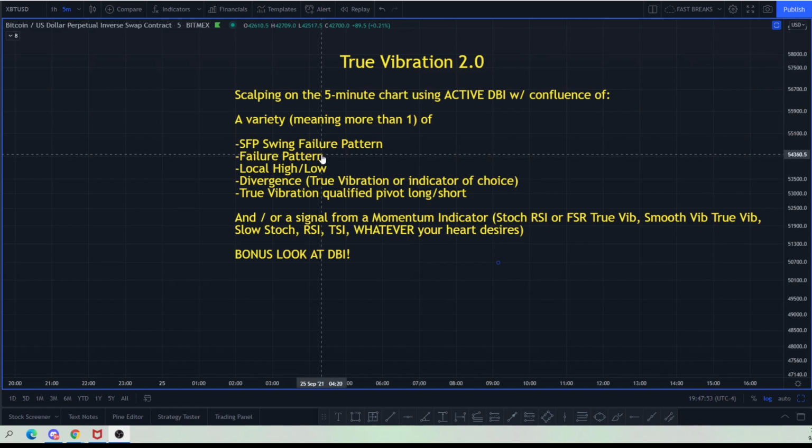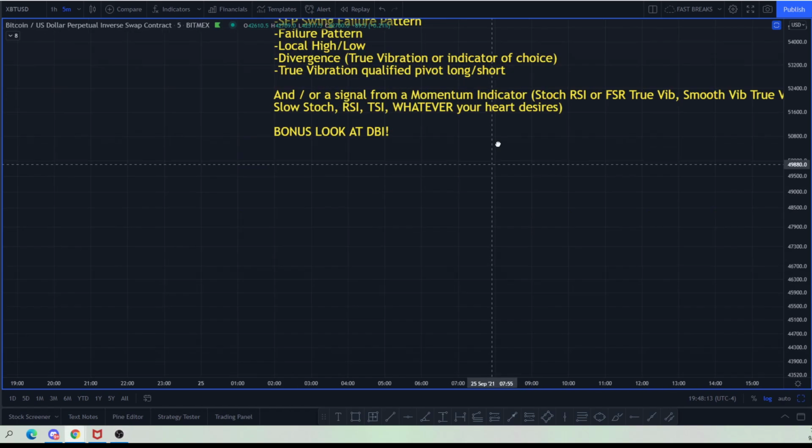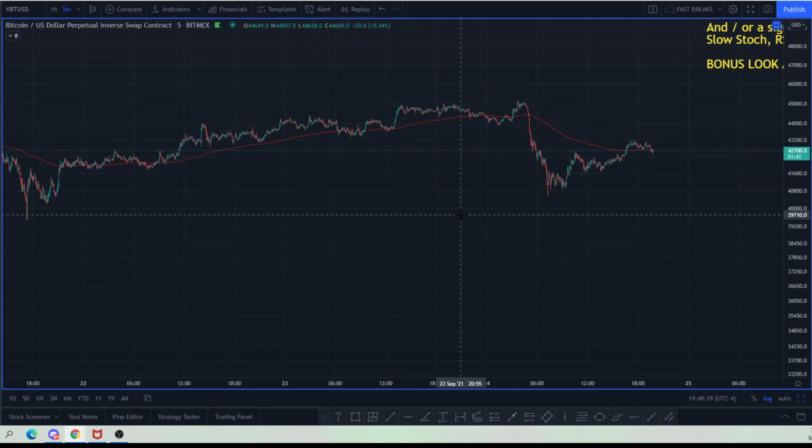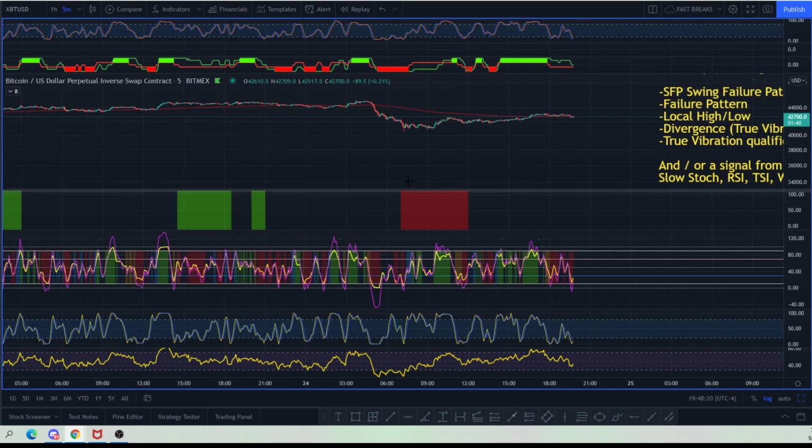So I want either one or a couple of these and a signal from a momentum indicator of your choice, right? Which I'll explain in a minute as well. I have a bunch of them already laid out on the screen. It's going to look crazy. But I'm doing it with a purpose. Why am I going to do that? Well, after that, we'll do a bonus look at this directional bias indicator, and you'll understand why. But ultimately, here we are, 5-minute chart, and I'm going to have a crazy looking screen here, right?